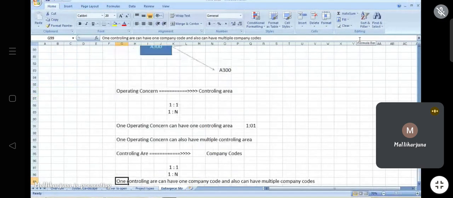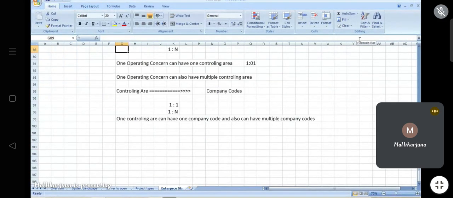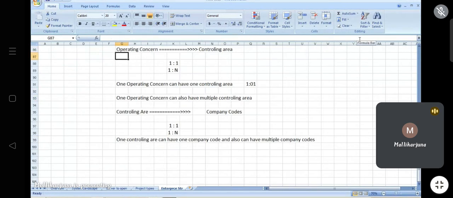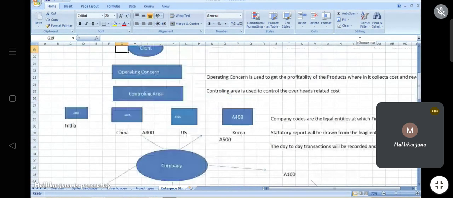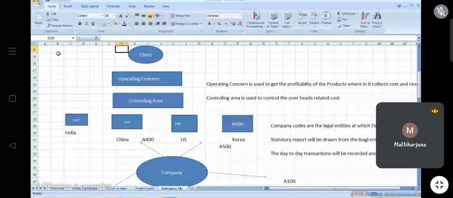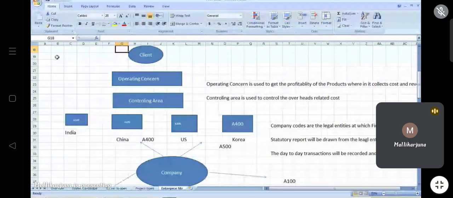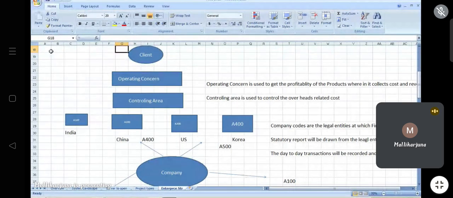So this is our FICO organizational structure. One must remember that. Again, I am reiterating that this is the organizational structure. You will get the cross questions slowly. We need to discuss a number of things under the operating concern, under the controlling area, under the company code. But the basics are operating concern, controlling area, and company codes.